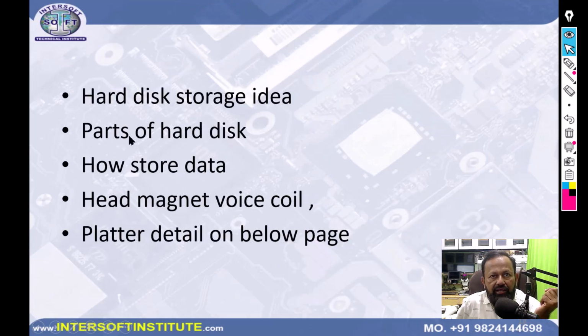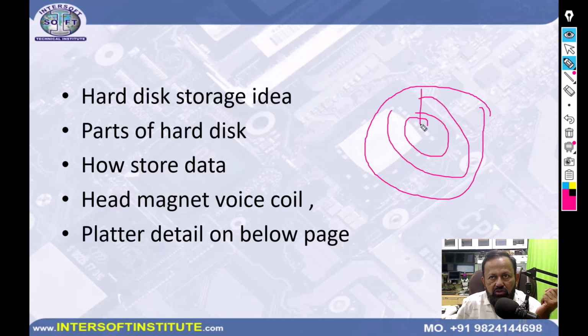Hard disk storage idea, parts of the hard disk, how data is stored, head, magnet, voice coil, you have already done this in the basic course. So you already know how the data is stored: it is stored on the platter. In that there are tracks and sectors, like that. So these are all basics. We have already explained this in the first two chapters of the basic course, the PCB and the first chapter. Okay. Next.